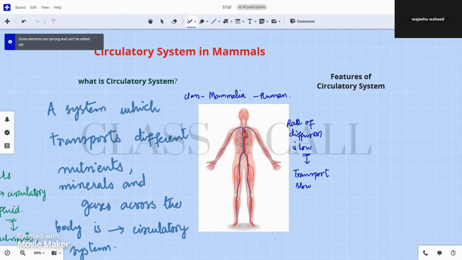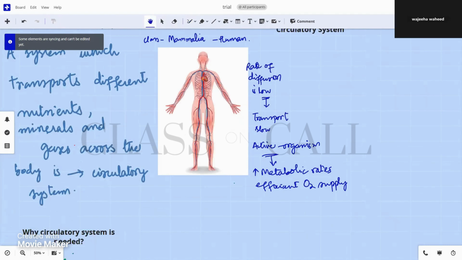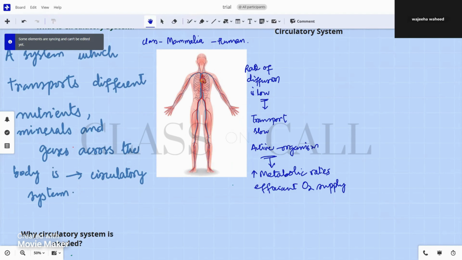So there is a need of a proper circulatory system in an organized way in this body, in larger organisms. Moreover, if you see, the bodies of complex organisms are very large, right? They are active animals, so they are active organisms. Active organisms have higher metabolic rates, so they require an efficient supply of oxygen to meet the energy demands, right? So that's why the simple diffusion mechanism will not work alone. They require a proper, well-organized circulatory system for the efficient supply of oxygen, right?